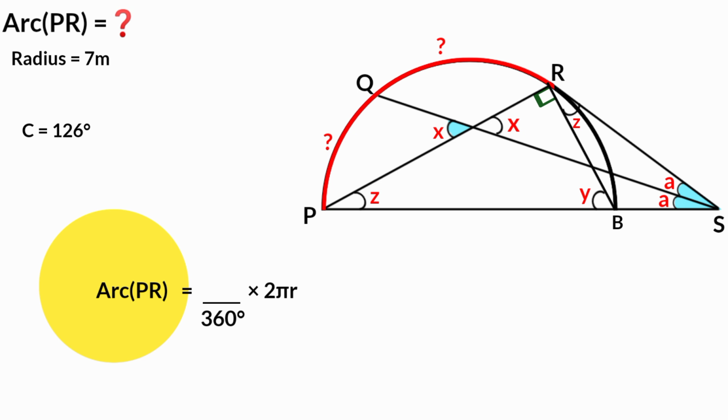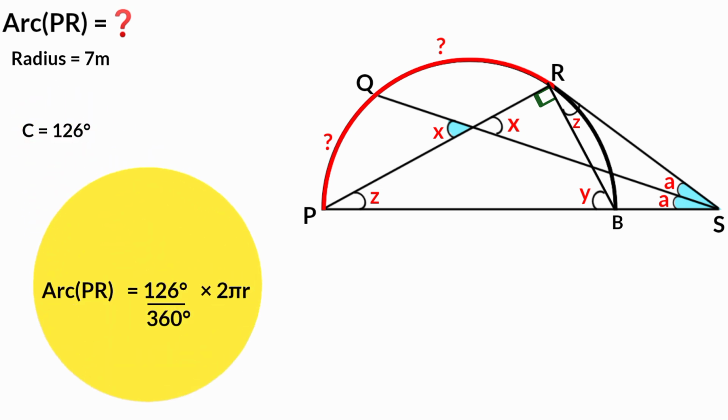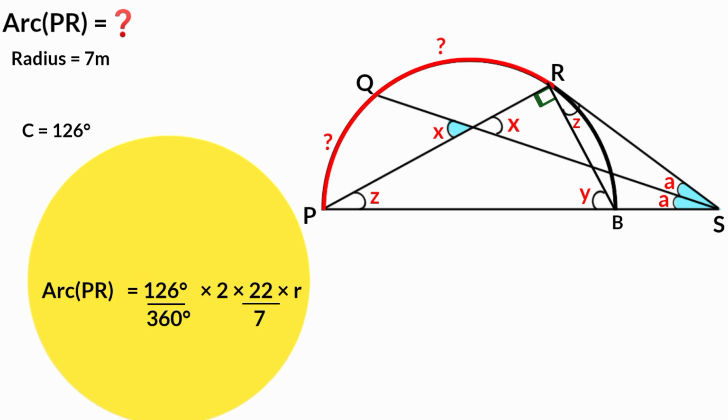Let's use PR. This angle will be the central angle of arc PR. We find the central angle of arc PR here to be 126 degrees. So arc PR equal to 126 degrees over 360 degrees times 2 pi r. Pi is 22 over 7. And r, which is radius, we found to be 7 meters. So arc PR equal to 126 over 360 times 2 times 22 over 7 times 7 meters.